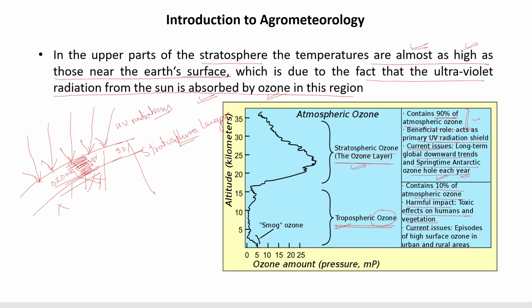Current issues are episodes of high surface ozone in urban and rural areas. When ozone is present in the troposphere in the form of smog, very important, then it is a pollutant. But when it is present in the stratosphere as the ozone layer, then it is beneficial to our environment as well as humankind.